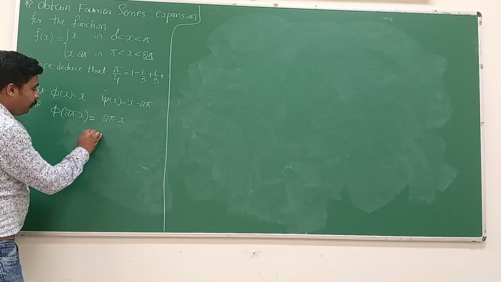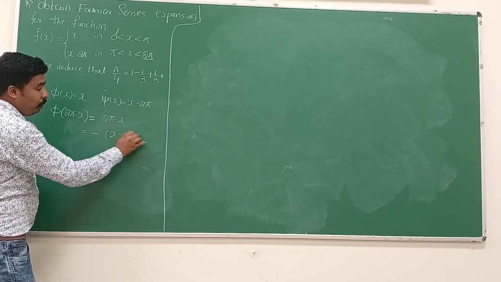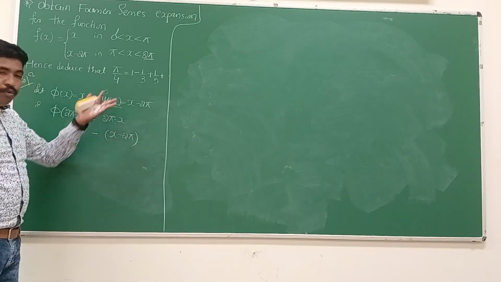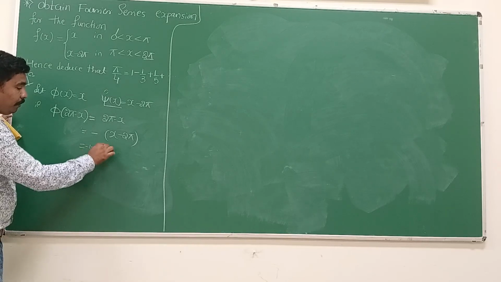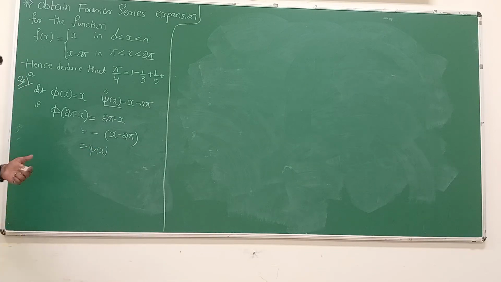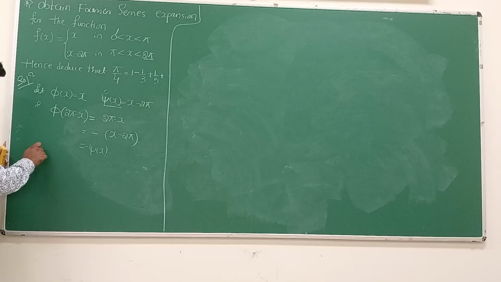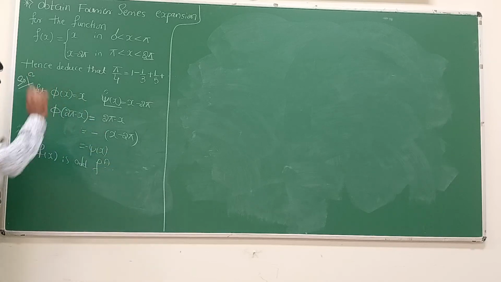Now, if I take the negative outside, it becomes x minus 2 pi. Yes, I am getting psi of x, right? Psi of x is x minus 2 pi only. So it is minus psi of x. You can see after replacing x by 2 pi minus x, I am getting the negative of psi of x. Therefore, the given function is an odd function.